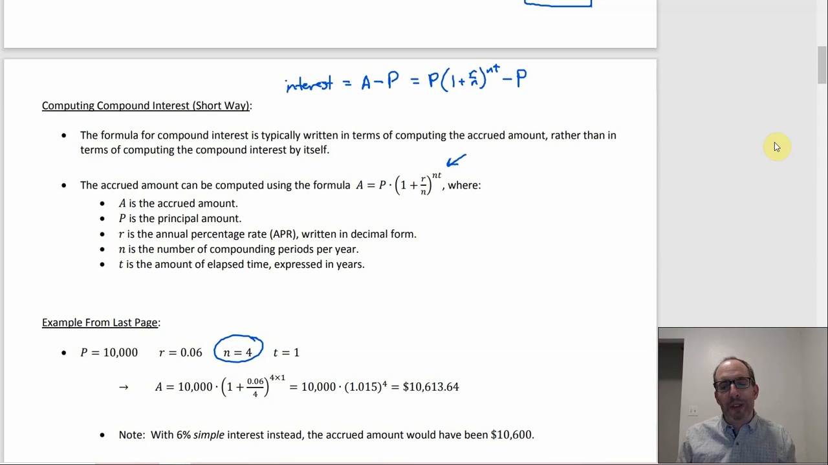So when you're putting that into your calculator, I guess it depends on what your calculator can do. If you have a graphing calculator where you can put a whole bunch of stuff in one line, then you could just type it in like that and your calculator will know how to do the order of operations. It'll do the exponent first. But if you have to go one operation at a time, then do the exponent first, the 1.015 to the 4th power, and then whatever that is, multiply by 10,000.